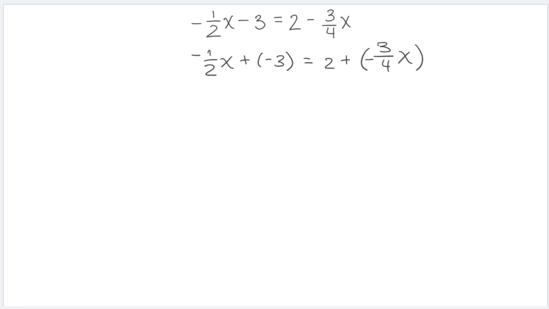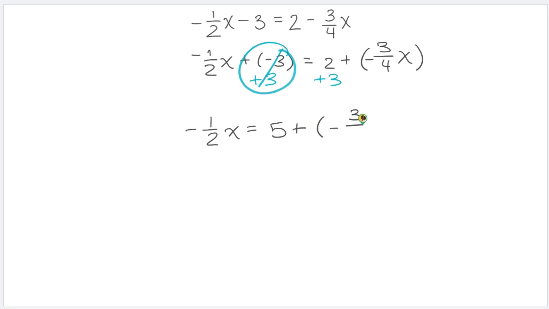So for me, I just chose to do the additive inverse of my -3 on the left side to both sides of my equation. So I'm going to be adding 3 to both sides of my equation to create the 0 pair by adding it with its additive inverse. So now I am left with -1/2 x is equal to 5 plus -3/4 x.